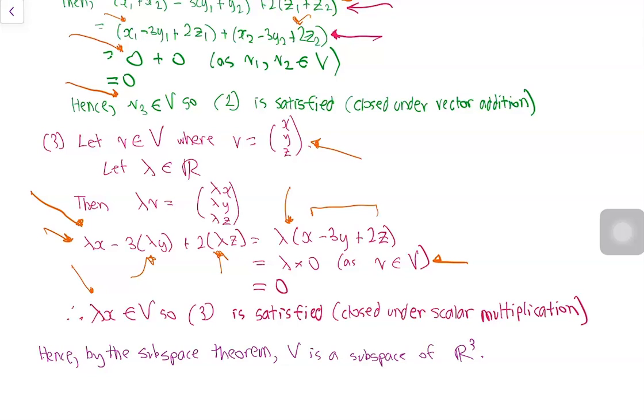This means the final condition of closure under scalar multiplication is also satisfied, and since all three conditions are satisfied, we can use the subspace theorem to show capital V is indeed a subspace of R3. Okay, so that concludes the proof of capital V being a subspace.